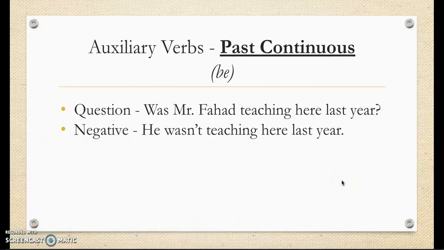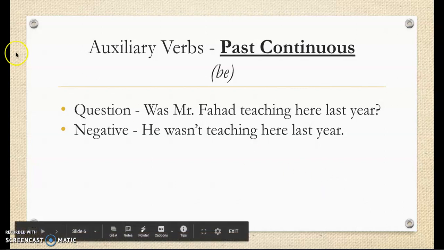The next tense we have is past continuous. And for this tense, we also use the auxiliary verb be. But this time, the verb be doesn't become am, is, or are. This time it becomes was or were. Okay, so to make a question in this tense, we can say, was Mr. Fahad teaching here last year? Here, the auxiliary verb is was, and it comes from be. To make a negative statement, we can say, he wasn't teaching here last year. Here, the auxiliary verb is wasn't, and that also comes from be.